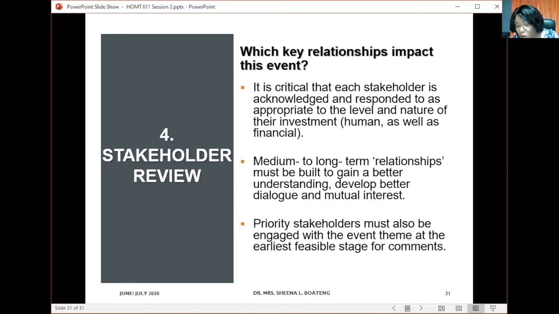So, given the level of importance that stakeholders have when it comes to the successful execution of an event, their ideas must be sought when it comes to the theme of the event and putting the event together. Because if somebody is sponsoring the event, they have to at least have a say in what the event is about and how it is going to be planned and organized.